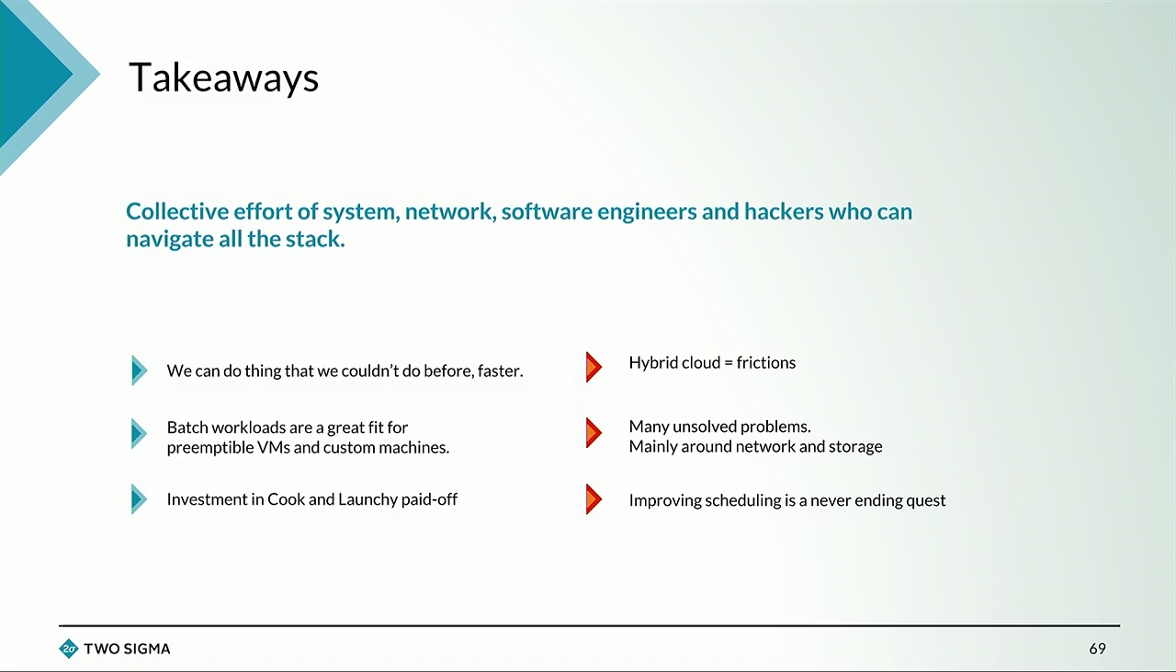Our investments in things like Cook and our Autoscaler have really paid off and opened a bunch of value. But the takeaway is also that hybrid cloud introduces a lot of friction, which a lot of people have talked about, like trying to operate both environments. There are many unsolved problems. And improving scheduling is a never-ending quest. A lot of the optionality, custom instance types, for example, isn't something that we had 2 years ago. So the idea to go through and say, oh, I want X number of CPU, X number of RAM is a really interesting feature, but every time these come out is another optimization that we can make in our environment.